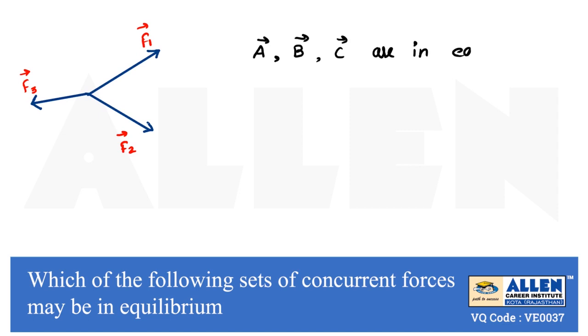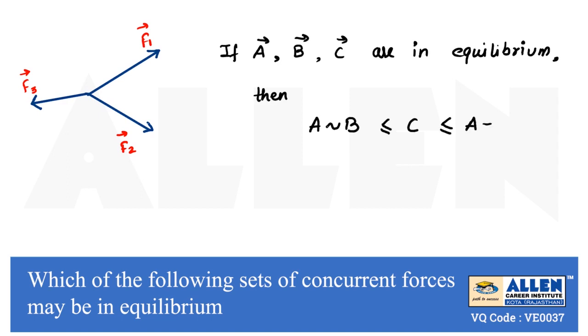For three vectors A, B and C to be in equilibrium, the condition is: A minus B should be less than the remaining one, C, and C should be less than the summation of the first two. So here we are given the condition of equilibrium for three vectors. A minus B should be less than the third one, and it should be less than the addition of the first two.